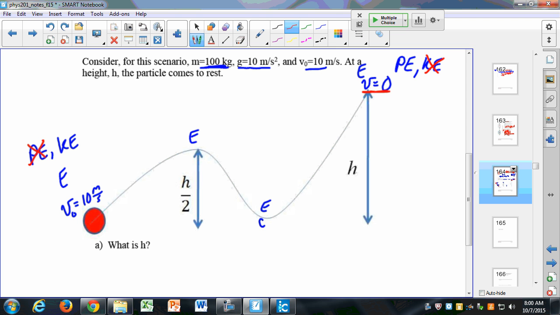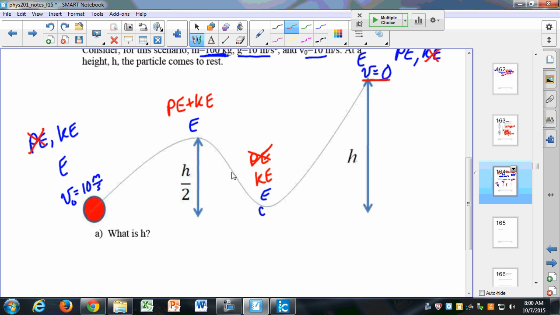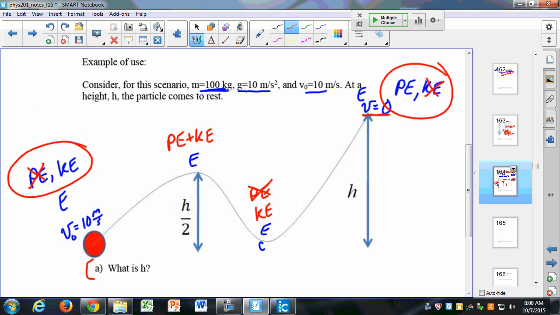When you see these problems, you'll just want to go through and ask yourself, what is the potential or kinetic energy? By the way, at h over 2, I have both potential and kinetic energy. Neither one of them goes to 0. And down at point C, I only have kinetic energy, no potential energy there. All right, so then I can begin to set these energies equal to one another. So for part A, I'll set the energy here equal to the energy here.